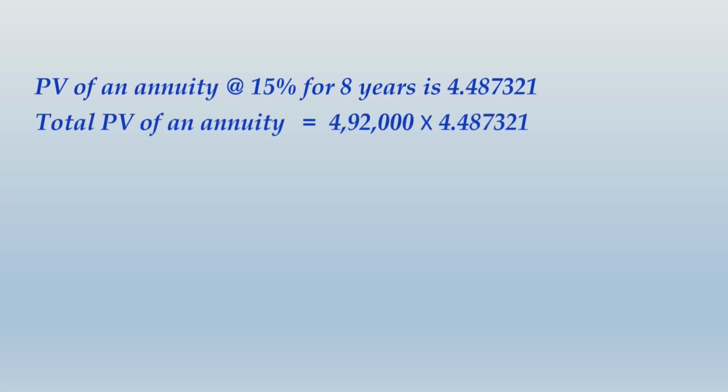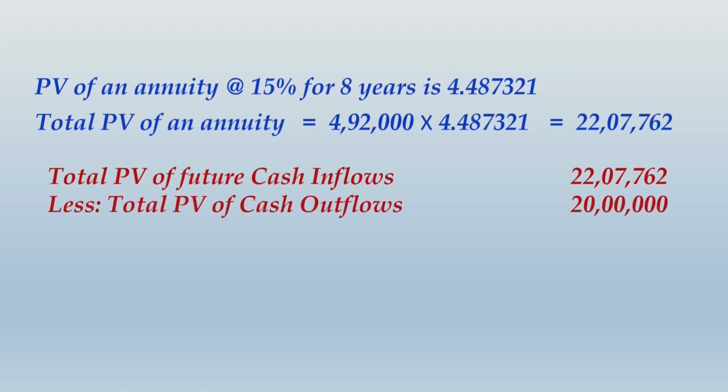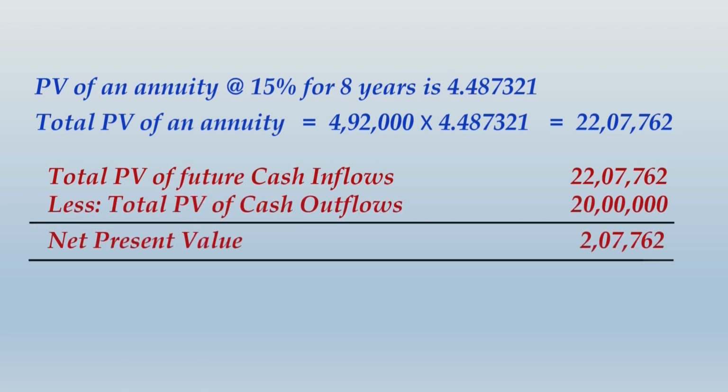And then to this you multiply the annuity of 4,92,000. So this multiplied to 4,92,000, you get 22,07,762.18. So I am just writing 22,07,762. This I will call as total PV of future cash inflows, and from this I will subtract the total PV of cash outflows, and what I get is the net present value.